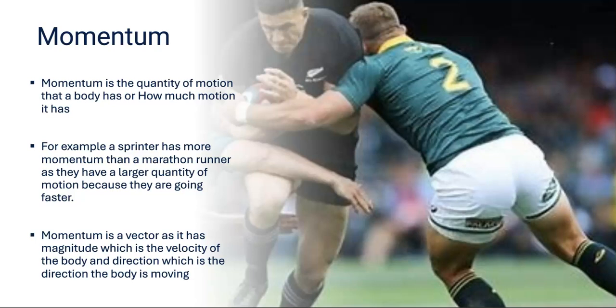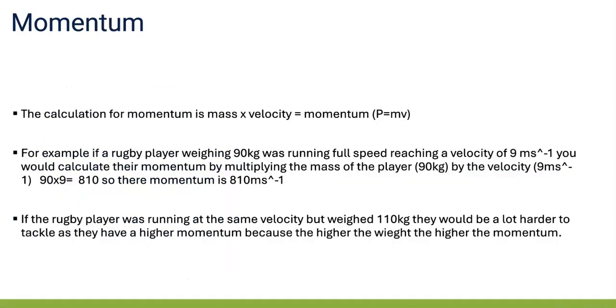Momentum. Momentum is a quantity of motion that a body has, or how much motion it has. For example, a sprinter has more momentum than a marathon runner, as they have a larger quantity of motion because they are going faster. Momentum is a vector, as it has magnitude, which is the velocity of the body, and direction, which is the direction the body is moving in. To calculate the momentum of the object or athlete, you would need to multiply mass by its velocity.